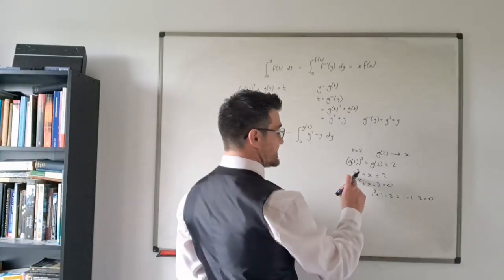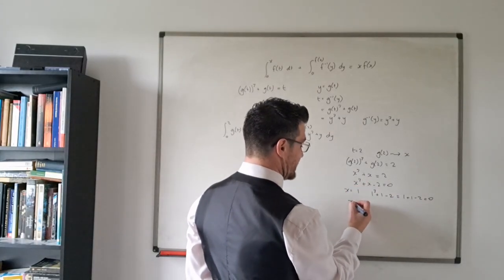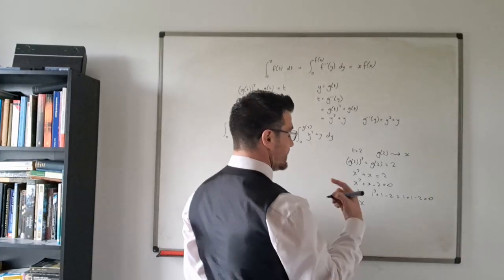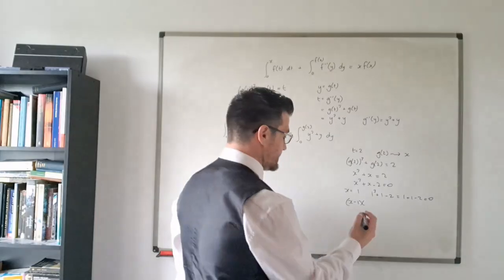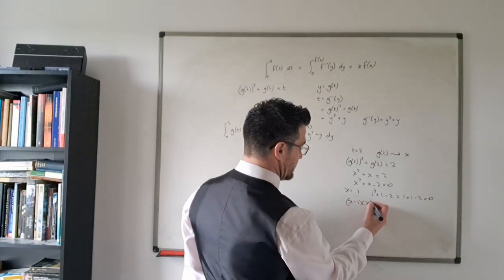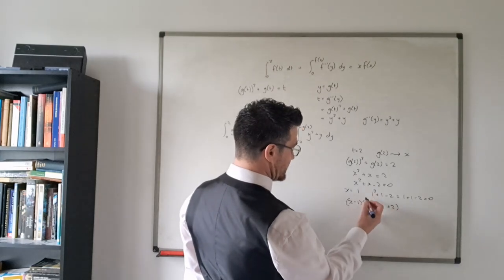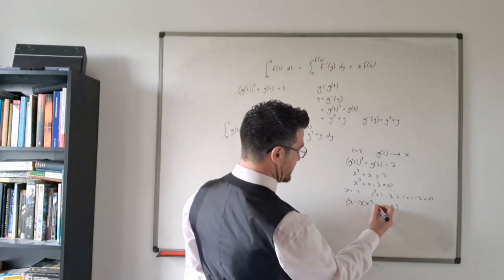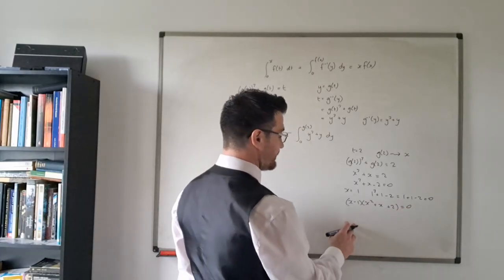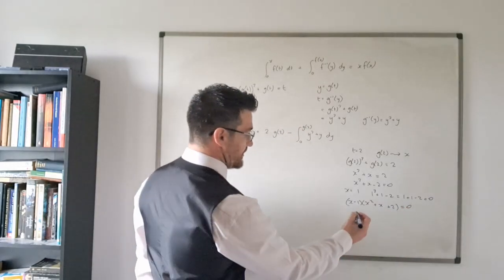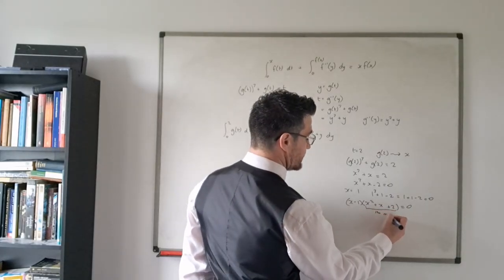So therefore this cubic expression factorizes to x minus 1 times x squared plus x plus 2. You can use algebraic division if you want to, but it's a pain. I can't be bothered. This quadratic here has no real roots.